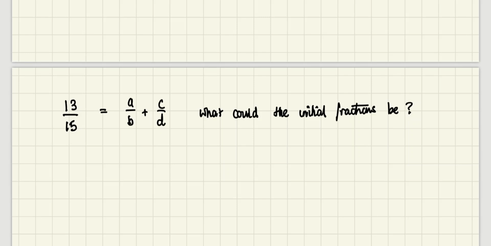Welcome back. Partial fractions. This will help you in your A level when integrating.